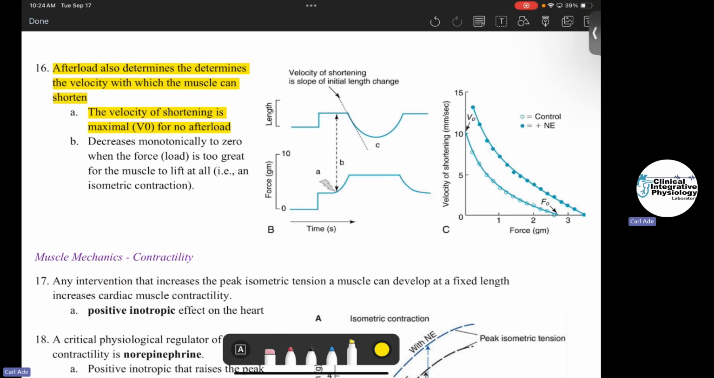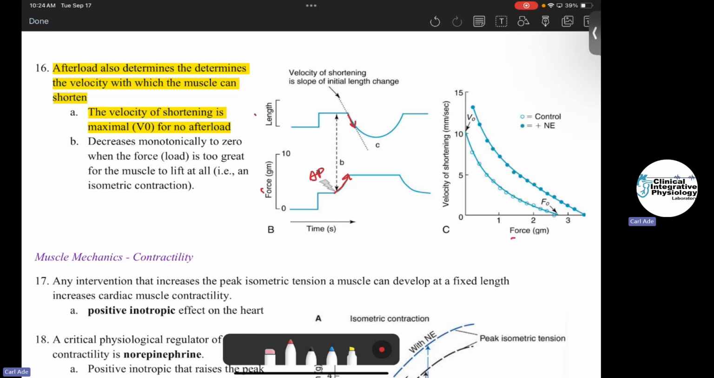So we can look at this in a variety of different ways. Here's our force and our length. So if I stretch it a little bit and then I hit it with, this is my action potential here, my little lightning bolt, it generates some new force. So force goes up. The length, we get some shortening because that's our contraction. That velocity is just how quickly does it drop.